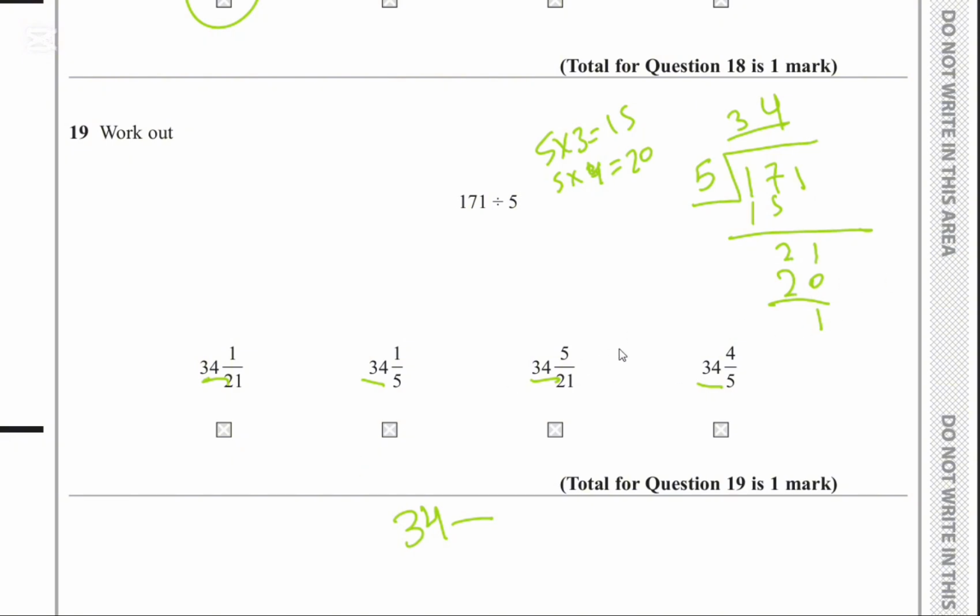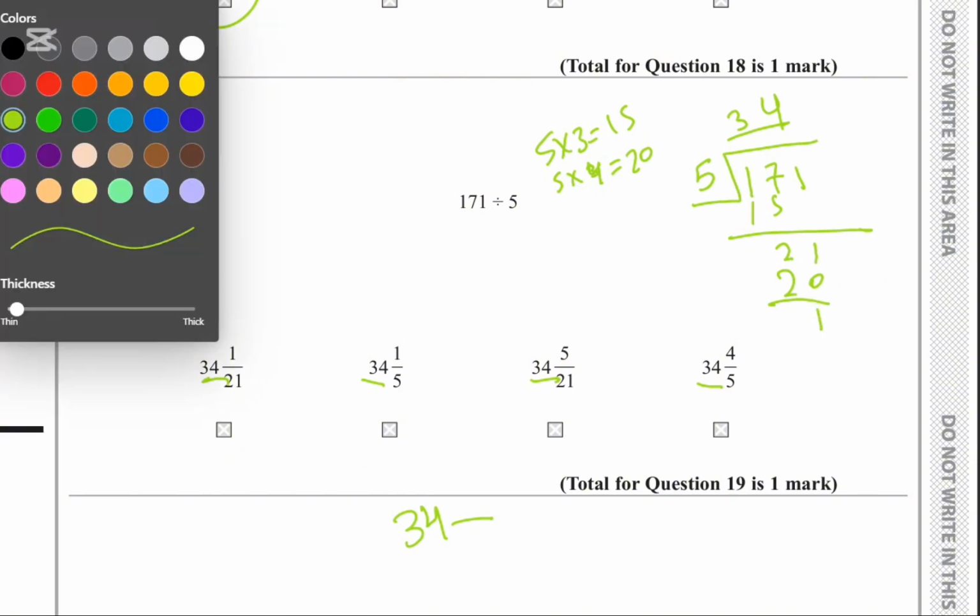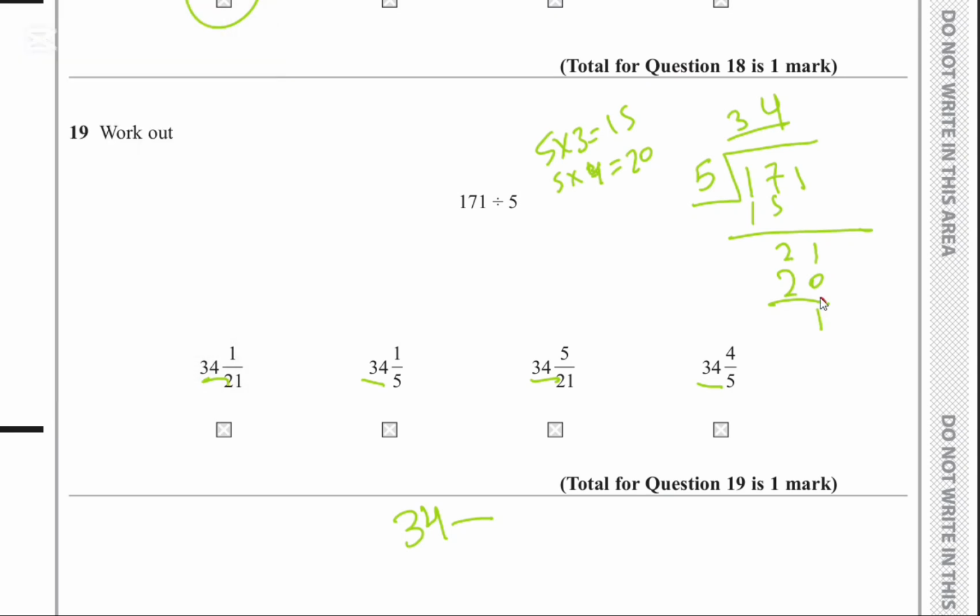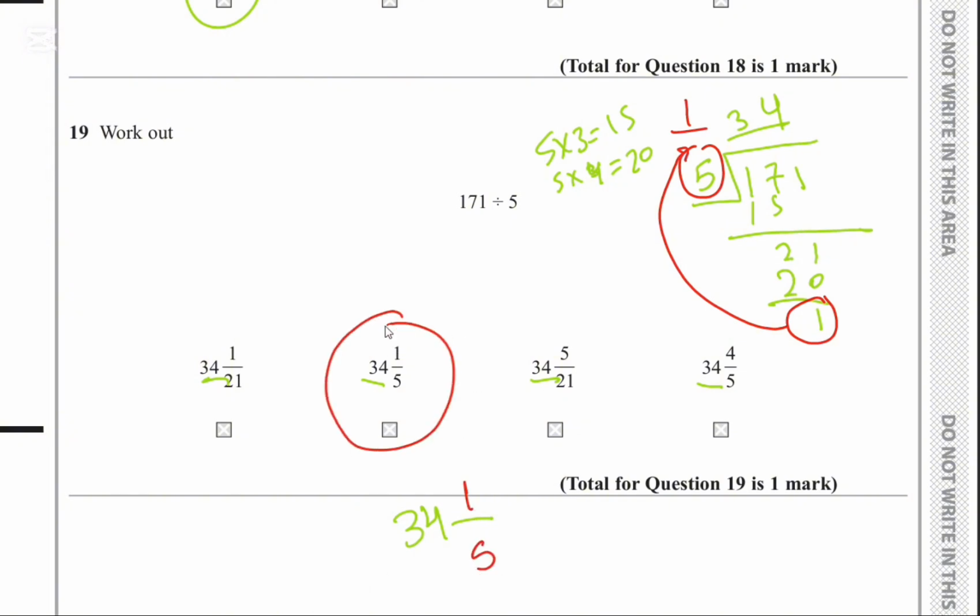So now if you want to make the mixed number, you take the number right below here, the remainder, the 1 and the 5. Just take the 1 and put it right here. So it's going to be 1 over 5. And in this case, that's our answer. So it's 34 and 1 over 5.